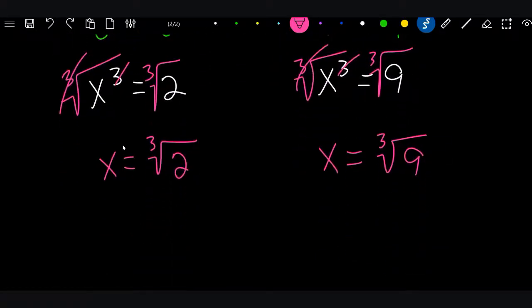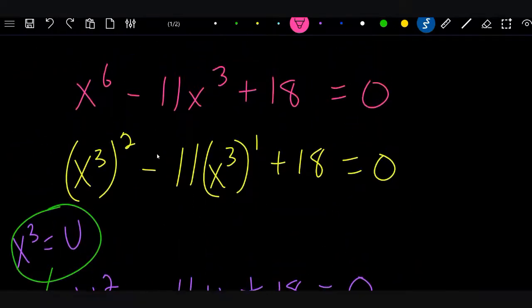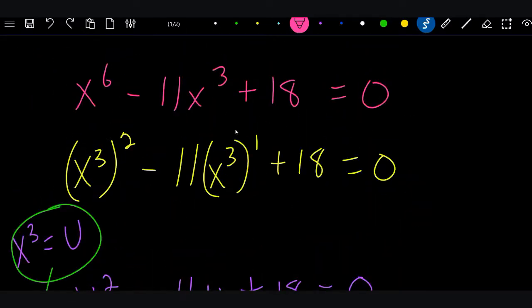Plug that in right there for the x cubed, okay? So wherever the x cubed was, now we got it for x. Actually, we have to solve it both ways. We have to solve it once with the cube root of 2 and once with the cube root of 9. We just plug that right back in there, put it in a calculator, equals, and it should equal 0.